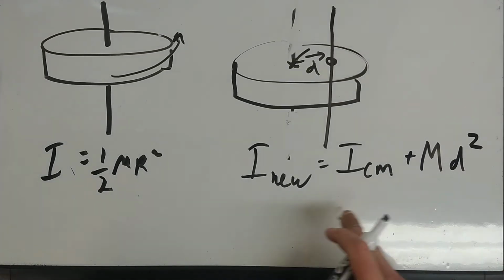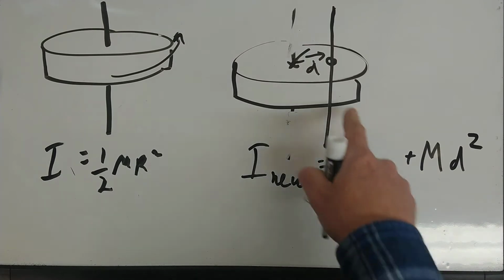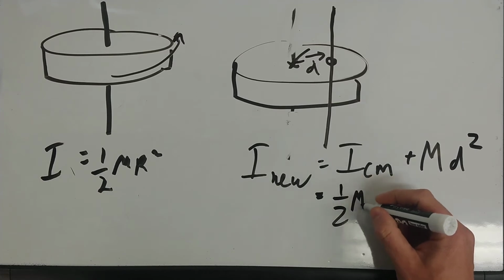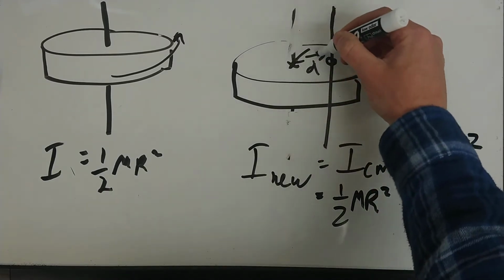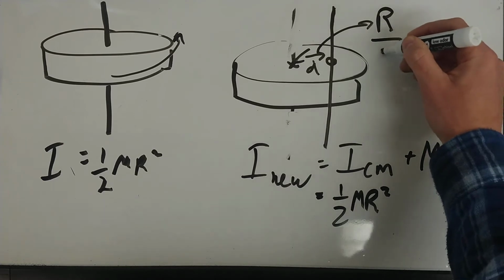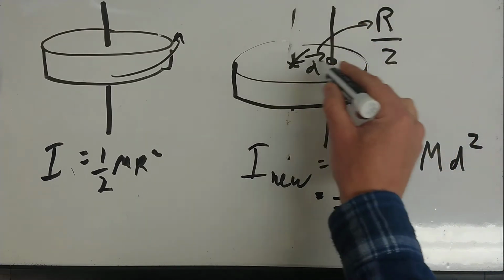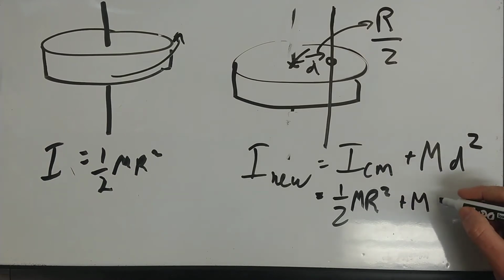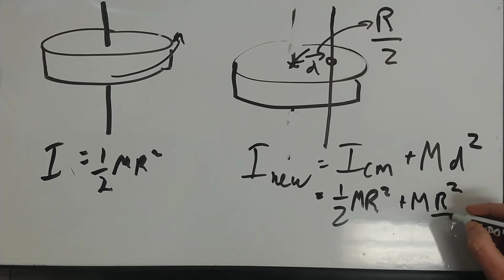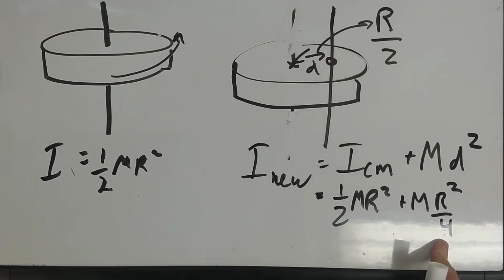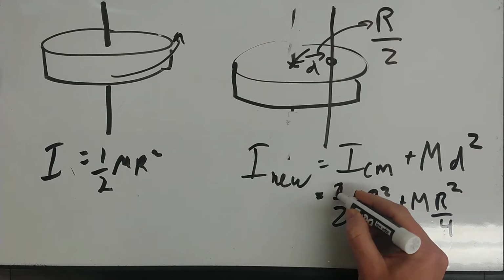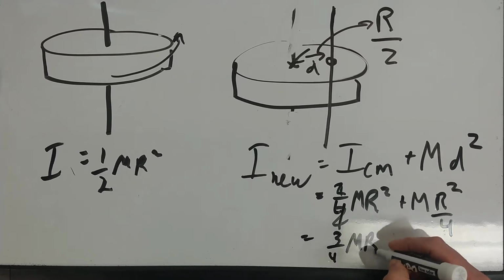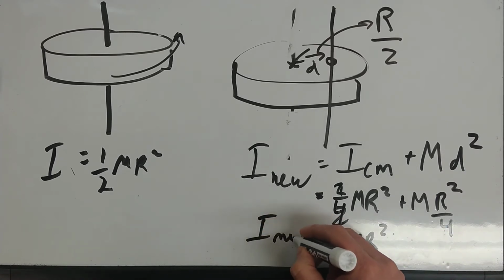I'm not going to go through the derivation of this, but it works, right? So it's whatever the center of mass moment of inertia is. For this one, it's 1/2 capital M R squared. Let's say I shifted it by R over 2. So I split the difference here, right? Plus the mass times R over 2 squared, so that'd be R squared over 4. And to add these two, I'd have to make this 2 over 4. So we'd end up with 3/4 capital M R squared for the new moment of inertia, right?